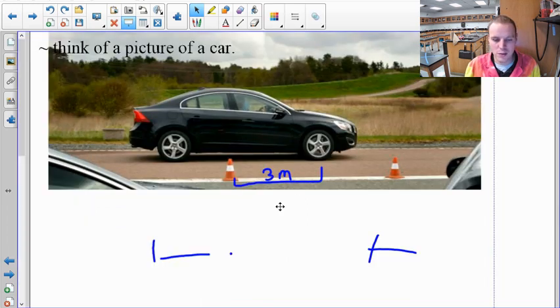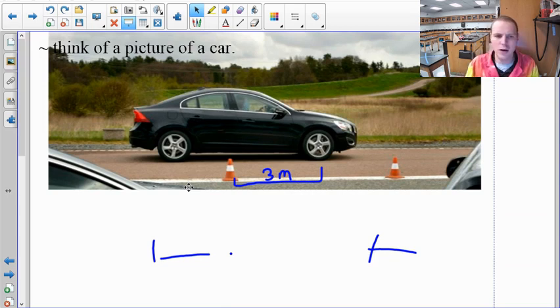So I want you to think of this picture of a car. It's very clear exactly where this car is. Like if we want to measure it, okay, this is exactly 3 meters in front of this cone or something like that, which would make this a pretty long car. So it's probably more like 1 meter, but whatever. So we can see exactly where this car is, but can you tell exactly where this car is going?